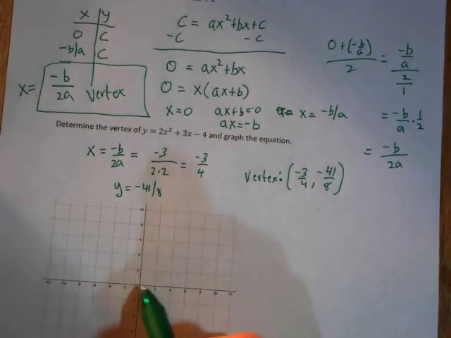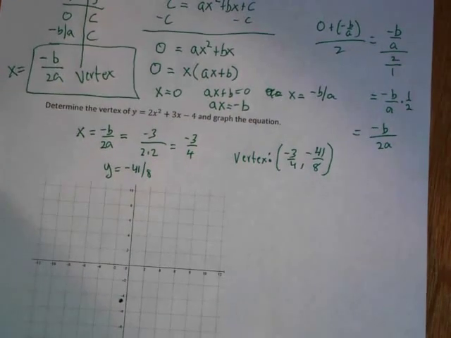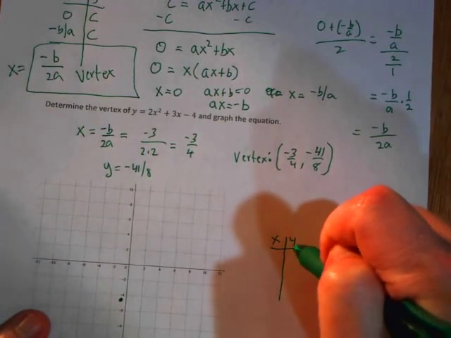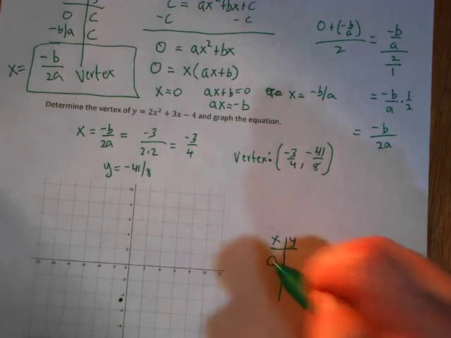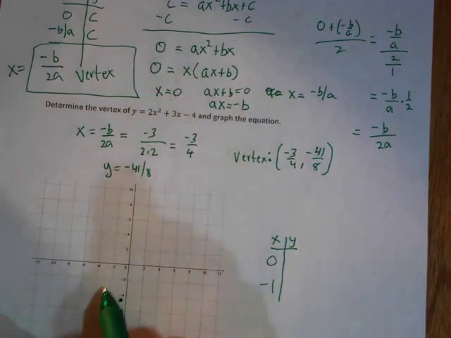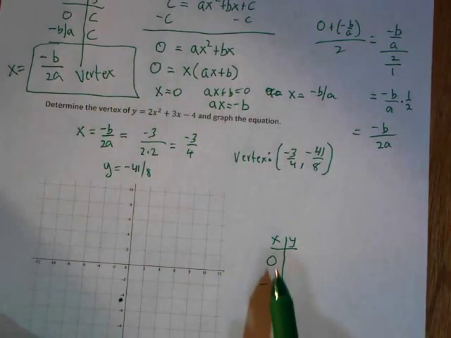Alright, so graphing that, negative 3/4 is almost negative 1. Negative 41/8 is a little more than negative 5, so it's right about there. Got to estimate a little bit. Now, what I would recommend is that you find the y value of 2 points, one on each side of the vertex. So in this case, I would probably plug in 0, and I would probably plug in negative 1. Because this number is a 2, I know I should get 2 points up here. This should open upward. Let's check just to make sure that does work.